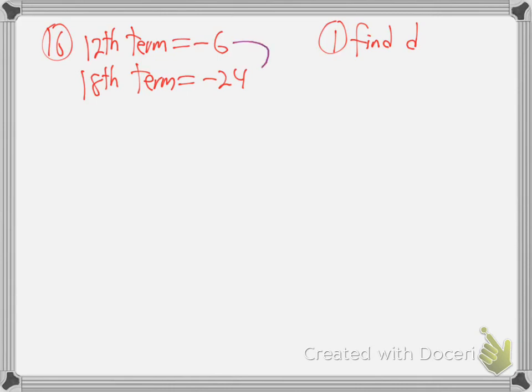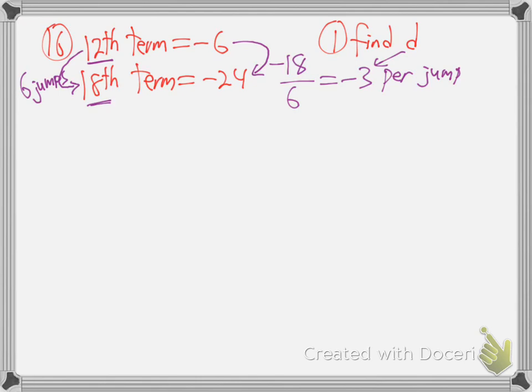So from here to there, it went from negative 6 to negative 24. How far is that? 18. Is that going up 18 or down 18? If your bank account goes from negative 6, ever had that happen? I have. From negative 6 to negative 24. What's going on with your bank account? It went down 18, huh? And how many jumps did it take for that to happen? 6 jumps, from the 12th spot to the 18th spot. So divide by 6. That's negative 3 per jump, which is d. D's the amount per jump.